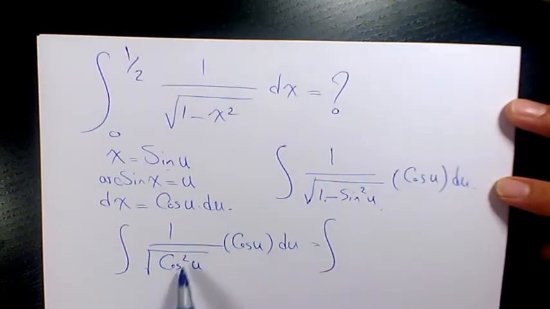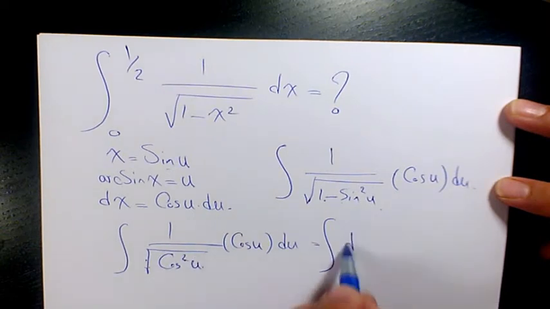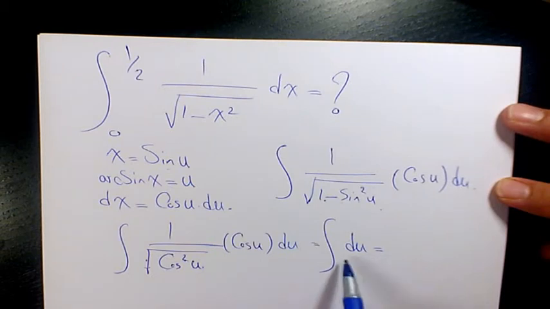Then the squared and square root cancel out. It's going to be just cosine u. Then cosine u and cosine u cancel each other. Then we have only du. And the integral of du is going to be just u.